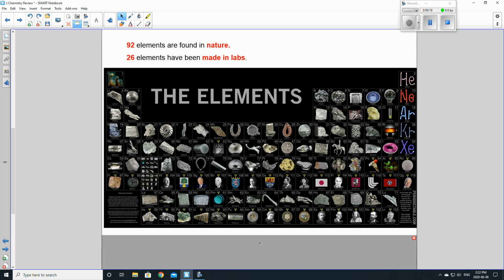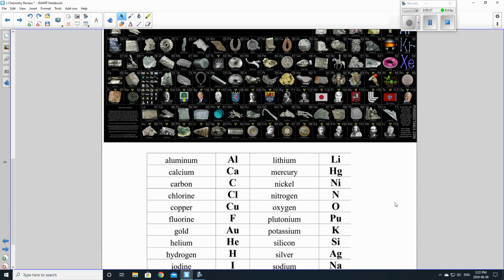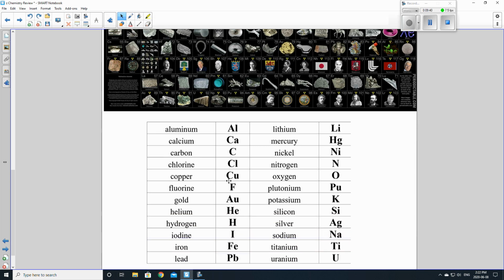We went over these things, and then we also went over some very common elements and their symbols. So there's definitely going to be some questions on the different element symbols. You've already memorized these maybe in the past, but if you haven't, let's go over them. So you'll need to know aluminum, Al, calcium, Ca, carbon, C, chlorine, Cl, copper, Cu.